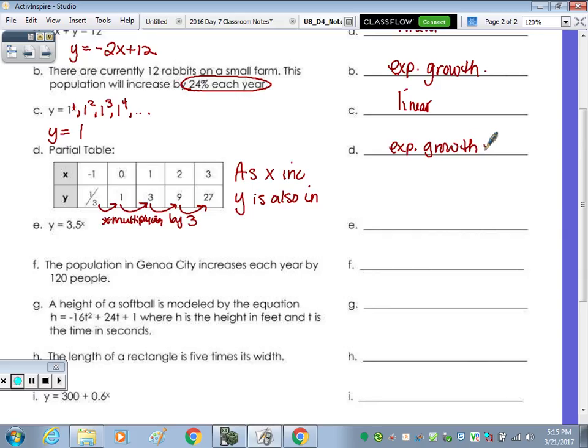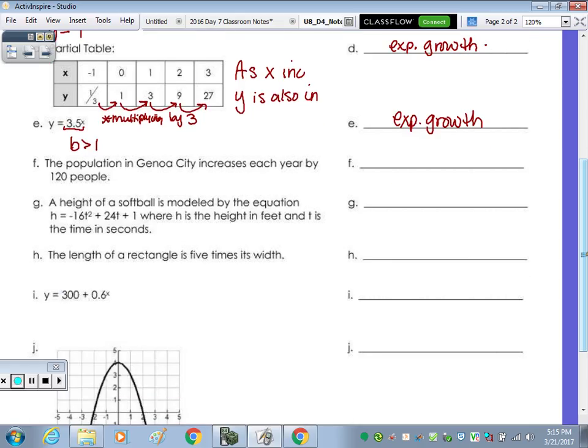Y equals 3.5 to the x. Well, since our b value is greater than 1, that's also going to be exponential growth, as we see the x in the exponent. And b is not a 1. That's the only time it's tricky.